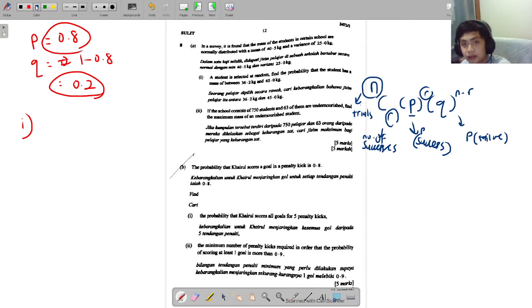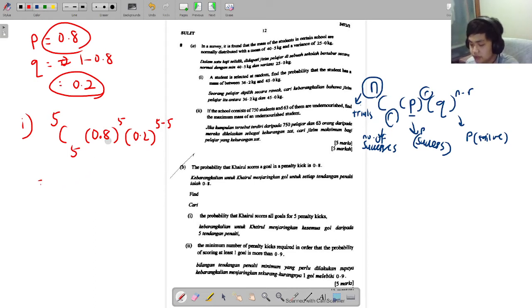So following the formula, we have 5 trials, 5 successes, probability of success is 0.8 to the power 5, probability of failure is 0.2 to the power 5 minus 5. So from here, we just get 0.8 to the power of 5, because 5C5 is 1, and 0.2 to the power 0 is also 1. So 0.23277. This is the probability.